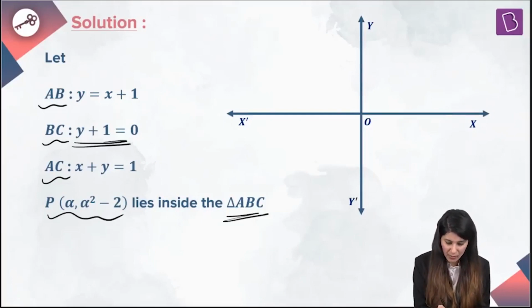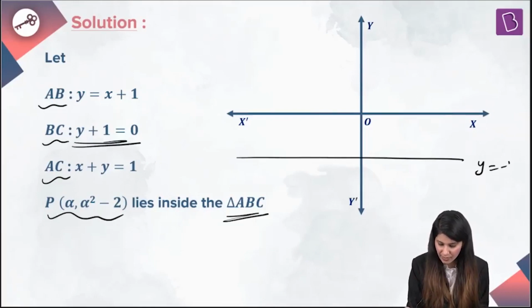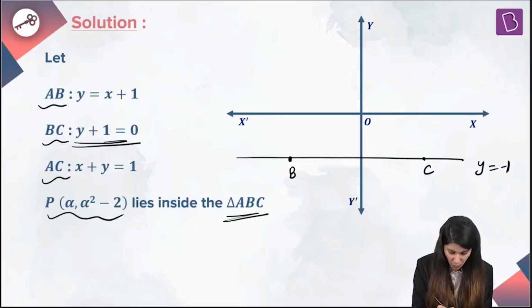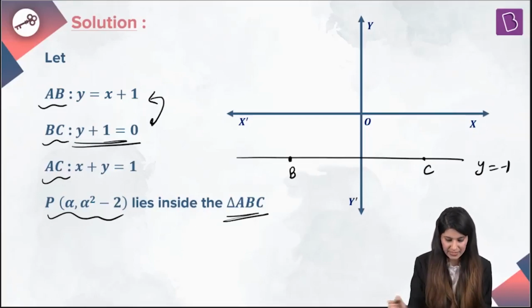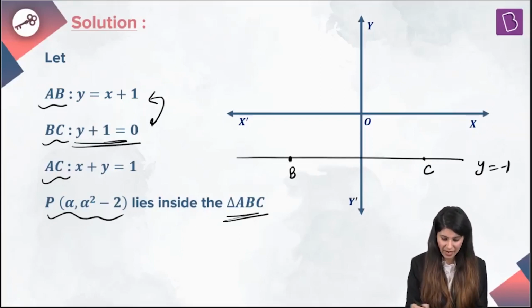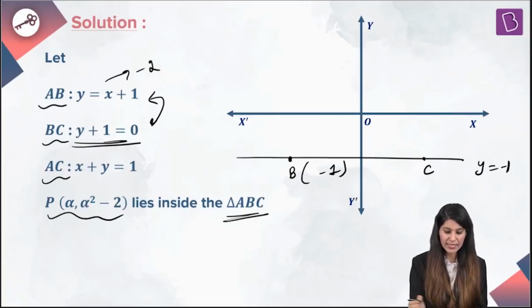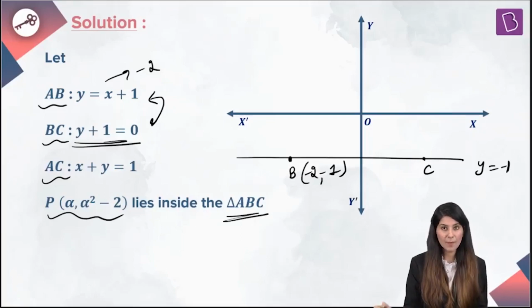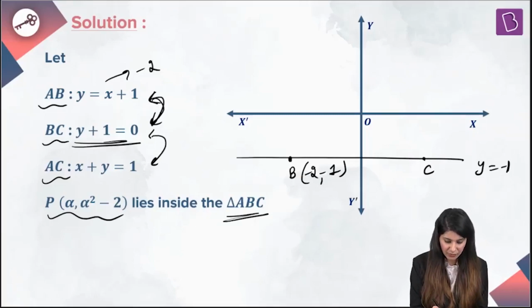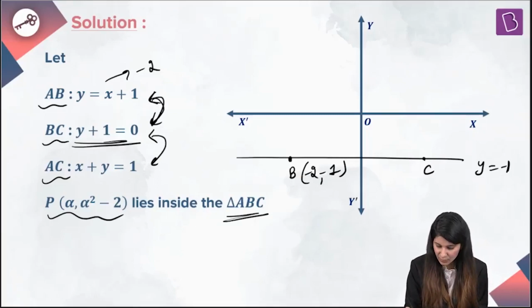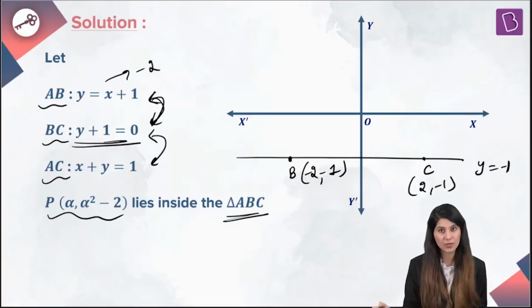So y equals to minus 1 is catching my attention. So y equals to minus 1 is line BC. Okay, so it will have a point B and a point C on this line. So how to get point B? By solving these two lines, isn't it? So for B, y would be equal to minus 1. And if you put minus 1 over here, what would you get? x equals to minus 2. So minus 2, minus 1 is the point of intersection of these two lines, right? Similarly, if I solve these two lines, what would I get? Point C. So y equals to minus 1 will give me x equals to 2. So point C will be 2, minus 1, right?